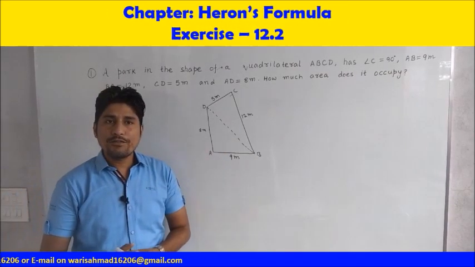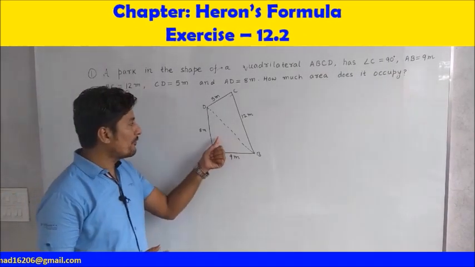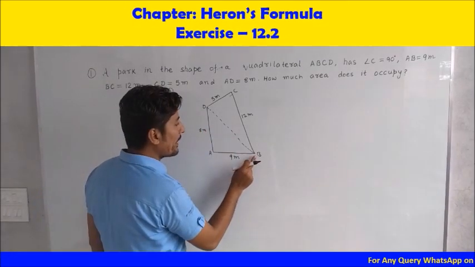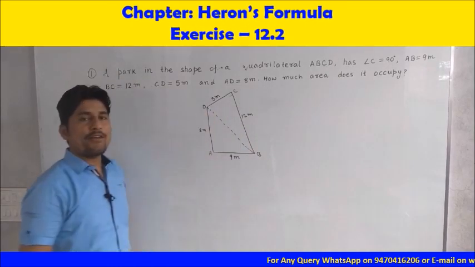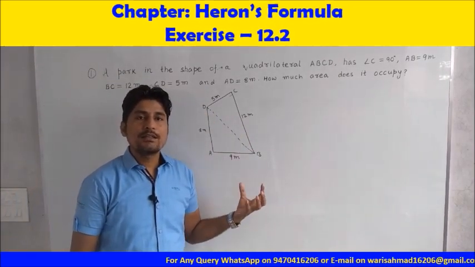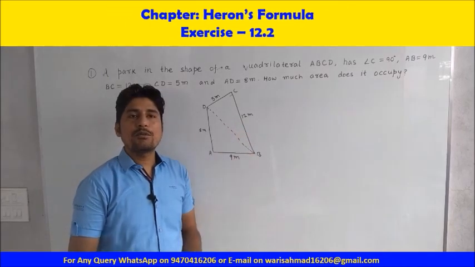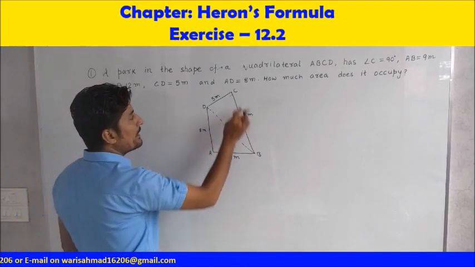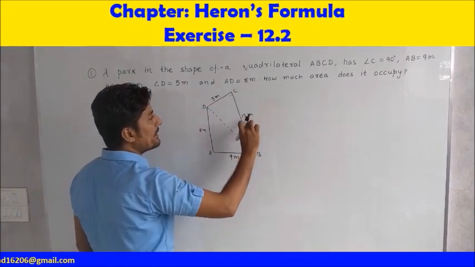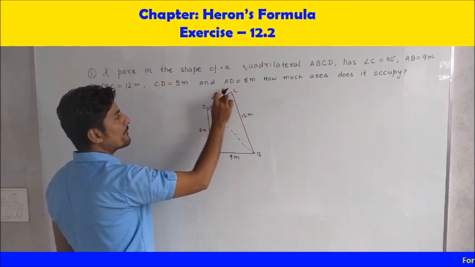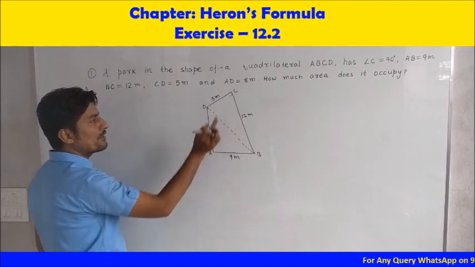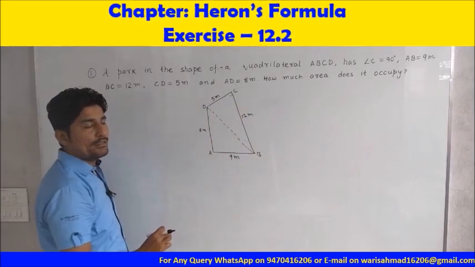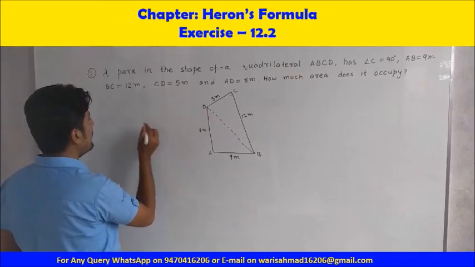To find the area of this quadrilateral, first of all we have to find the area of triangle ABD. Then we have to find the area of triangle BCD. After finding the area of both the triangles, we have to add them to get the area of the quadrilateral. In triangle BCD, the measurement of side BC is given 12 meter, while the measurement of side DC is given 5 meter. So, on the basis of these two sides, we can find out the measurement of side BD. Let us see how to find the measurement of side BD.